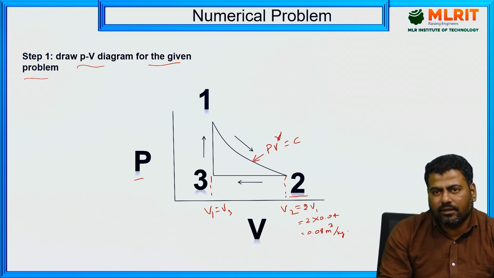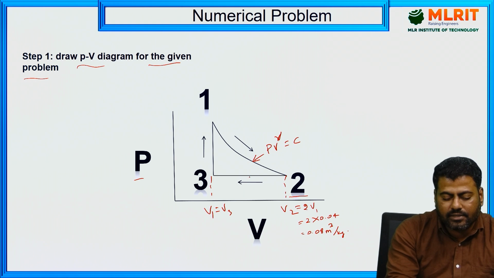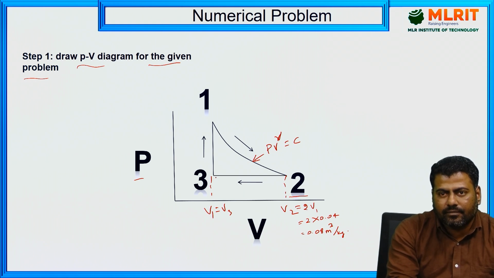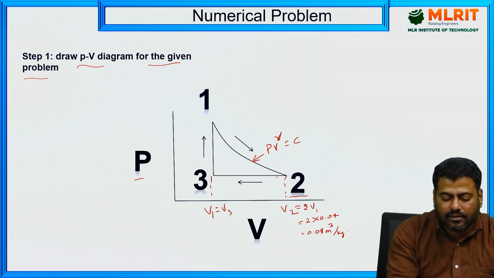And what is the 2 to 3 process? It is a constant pressure process, until it reaches the initial volume, they said. We need to cool down the system. Until it reaches the volume V1, we are maintaining the pressure as constant. So that is your 2 to 3 process. If I maintain the pressure as constant, the volume has to decrease to cool down.